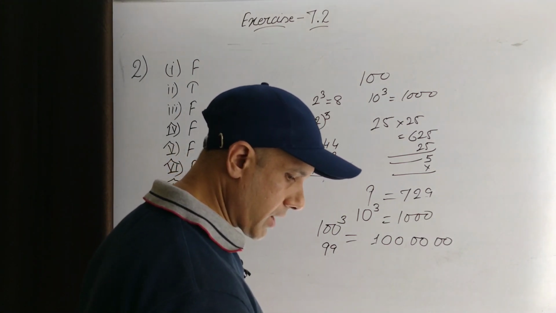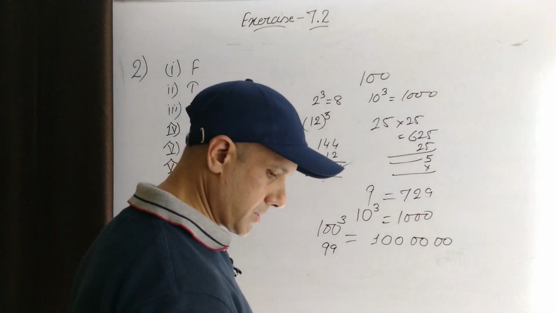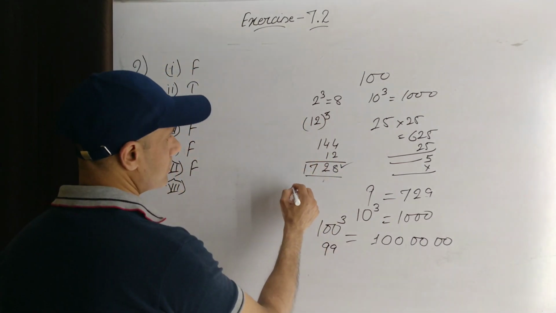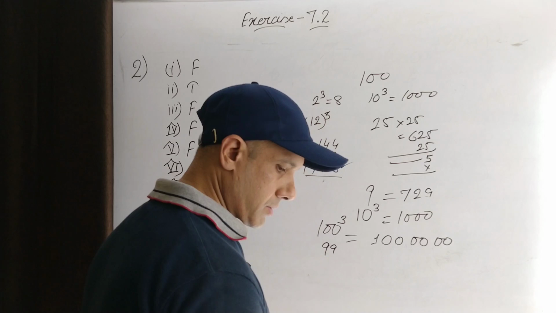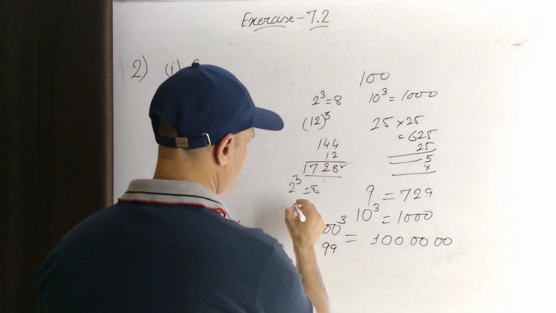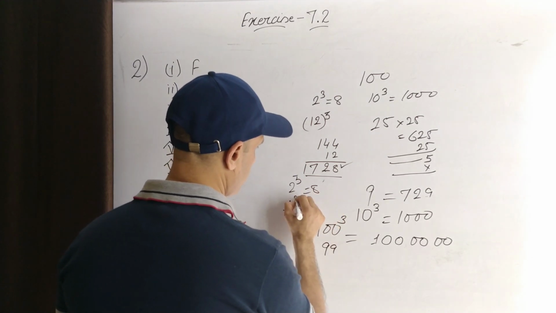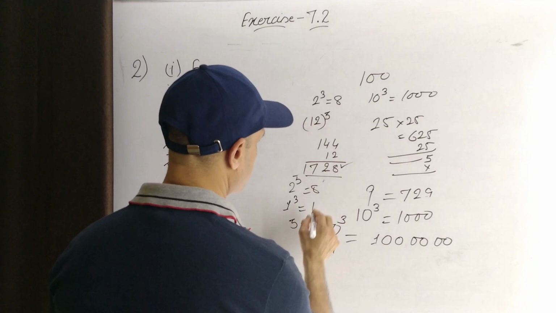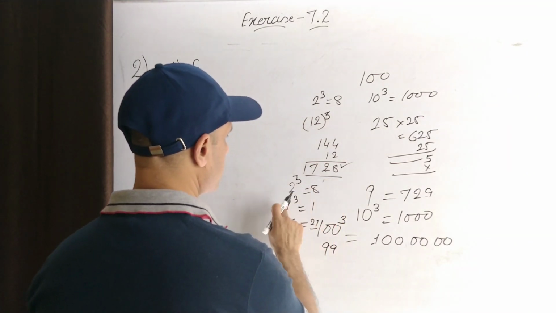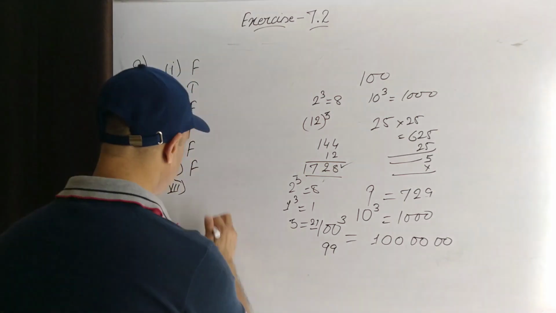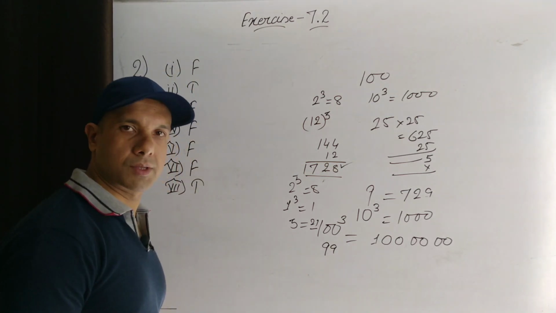The cube of a single digit number may be a single digit number. So there are so many examples. We take 2, cube of 2 is 8, cube of 1 is 1. If we take 3 cube, that is 27, it becomes 2 digits. So we have got evidence that there are single digit numbers whose cube is again single digit. So this statement is true. Clear?